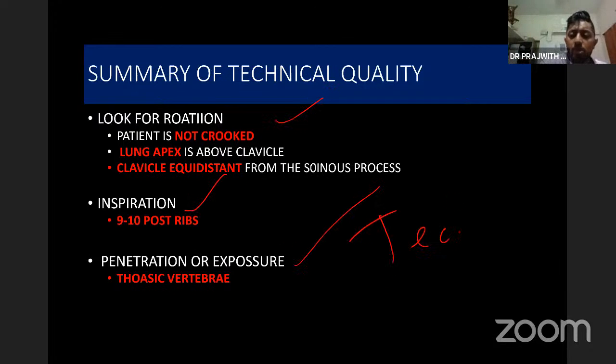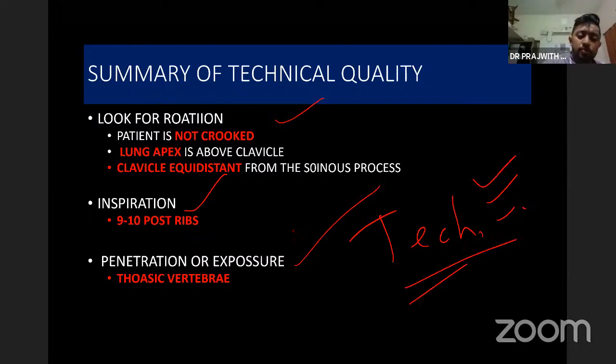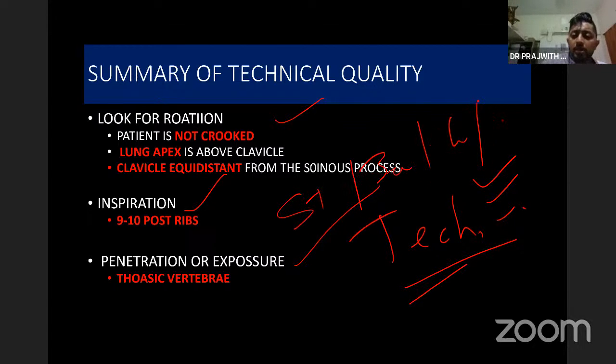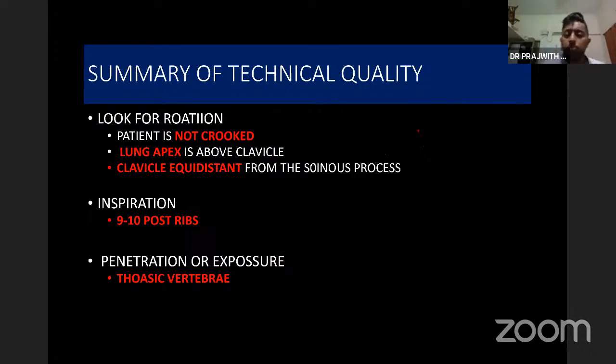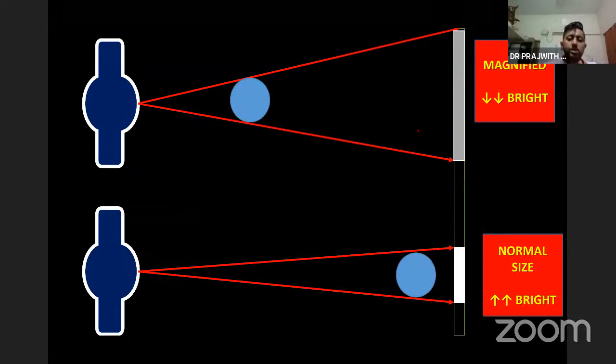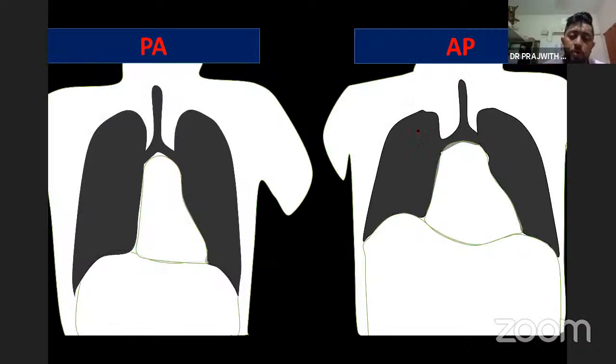Once the technical aspect is very clear, then start seeing from the soft tissue, then the bone, then the lungs, then the heart. Like this, we keep on seeing the different structures. So this is one more thing that I had told you, the principle of magnification and the blurring of the border.